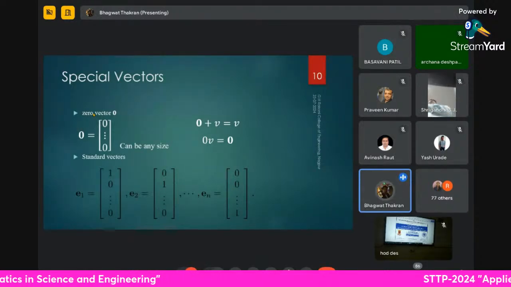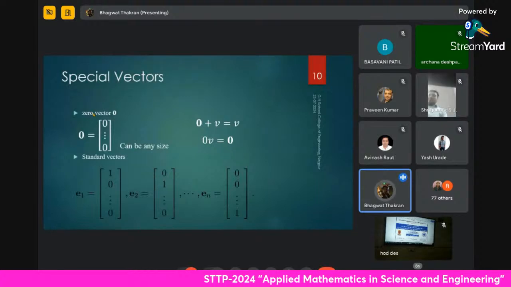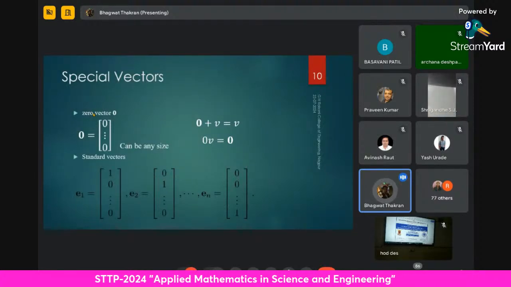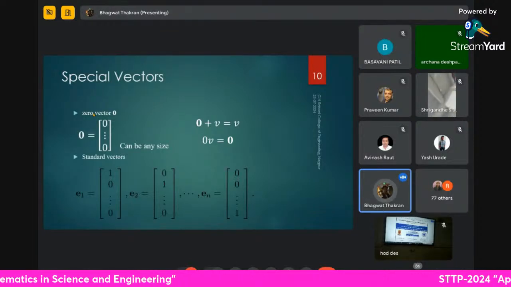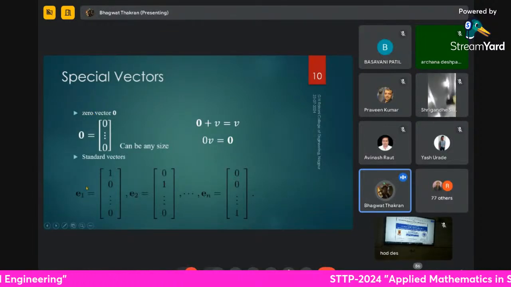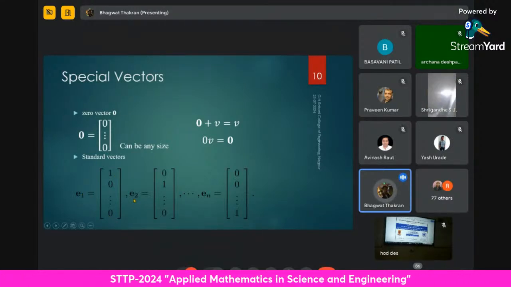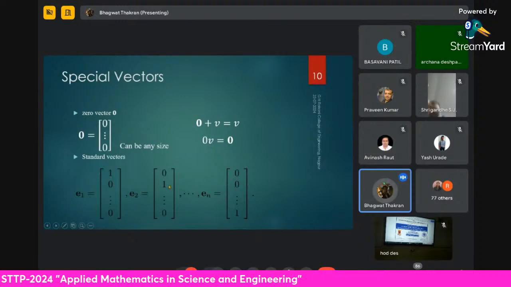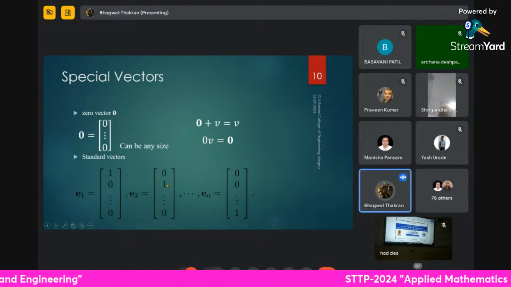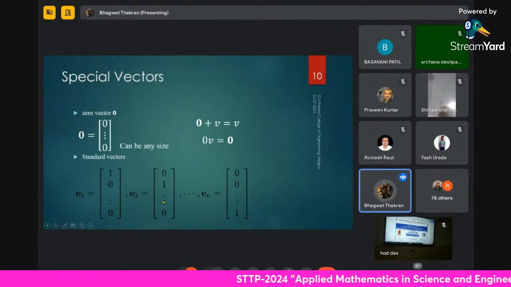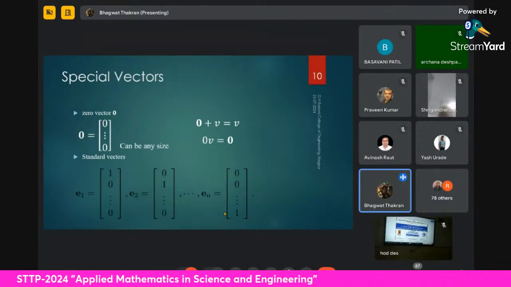And these are the standard vectors. We have seen the identity matrix, right? Now, if we pick each column of the identity matrix of order n, then each column represents a standard vector. We represent the first by the vector e1, whose first component is 1 and the rest of the components are 0. Standard vector e2: first component is 0, second component is 1, and the rest are 0. Similarly, depending on the size, we can use the standard vectors.